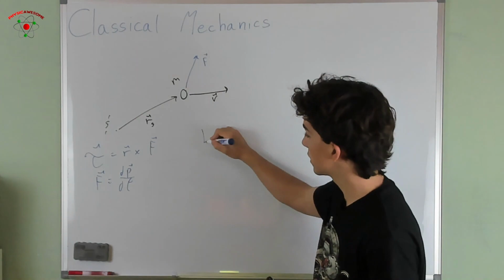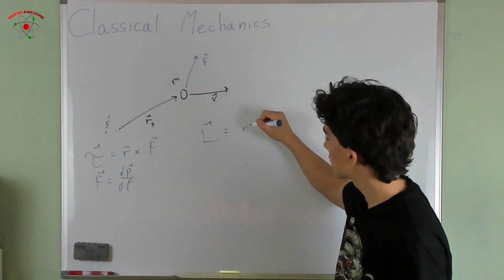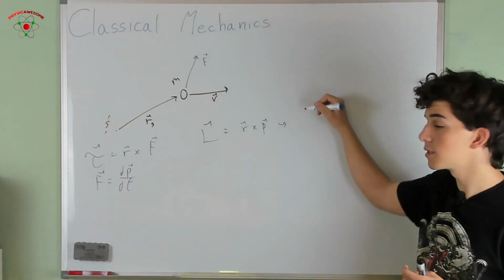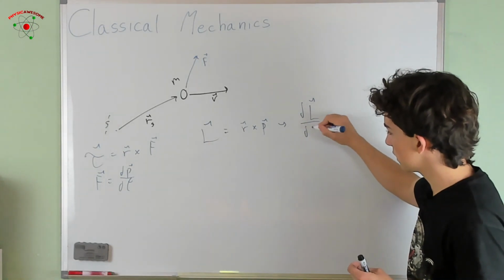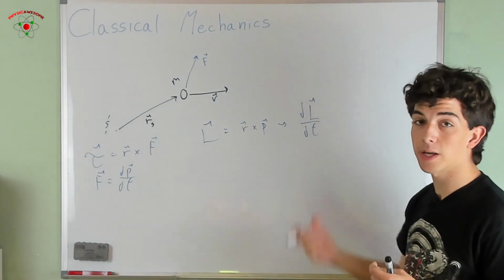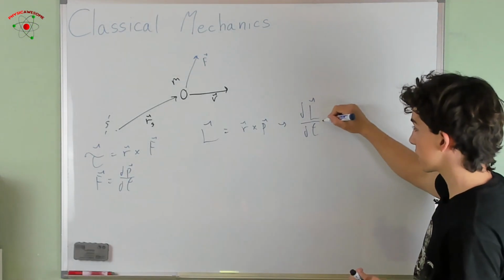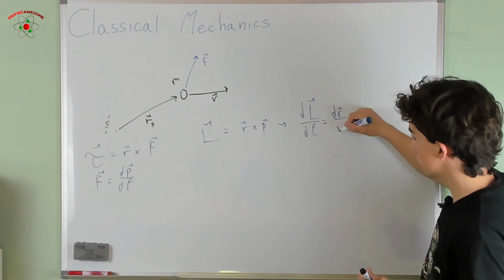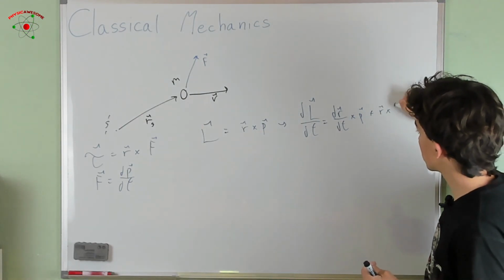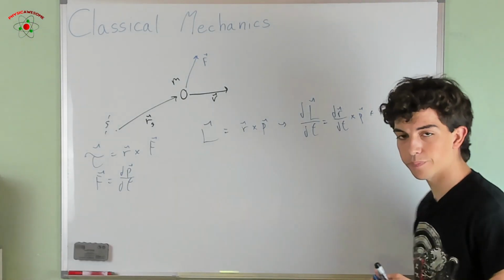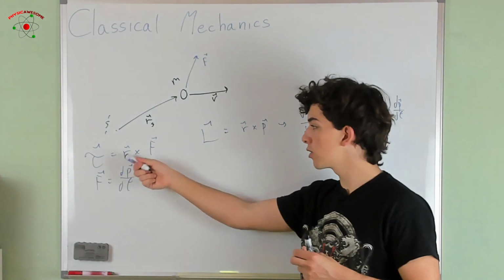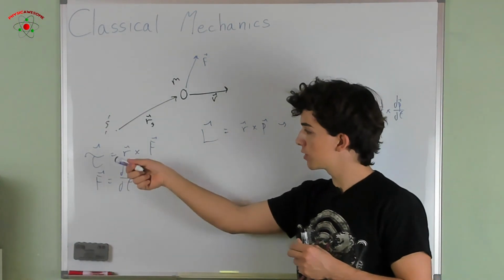Therefore, we know that angular momentum equals R cross P. And if we take the time derivative of this, it gives us dL/dt, and we have to apply the product rule, and we get that this is equal to dr/dt cross p plus r cross dp/dt. Then in here we recognize that this is r cross dp/dt, which is F. So this is r cross F.